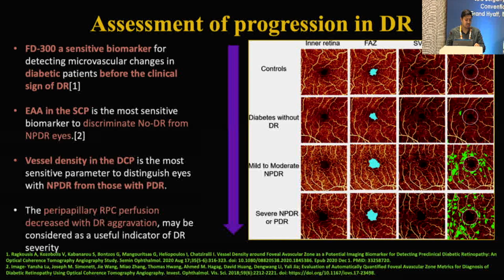So why do we need this assessment? Rakiosis et al. have suggested that FD300 is a sensitive biomarker to recognize the patients who are going to have diabetic retinopathy, while extrafoveal avascular area in the superficial capillary plexus can discriminate between non-diabetic retinopathy and NPDR. Vessel density in the DCP can help us distinguish between NPDR and PDR, while as the disease progresses, the peripapillary RPC perfusion decreases with time.